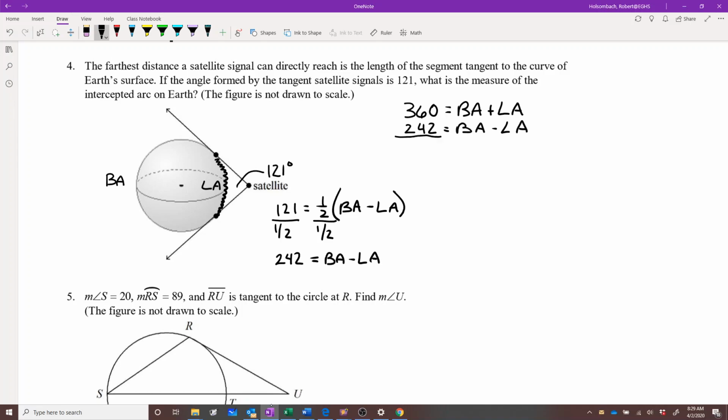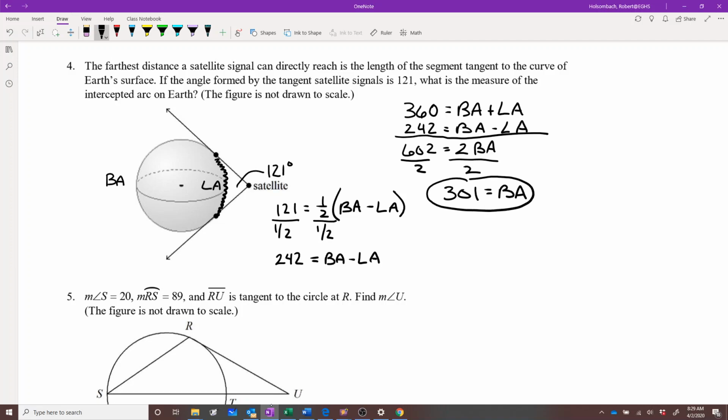And we can combine these equations. So your 360 and 242 is 602 equals 2 of your big arcs. If you divide by 2, then 301 is equal to the big arc. So there's the beginning of your solution.